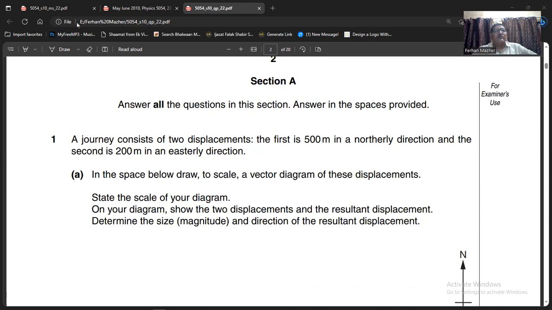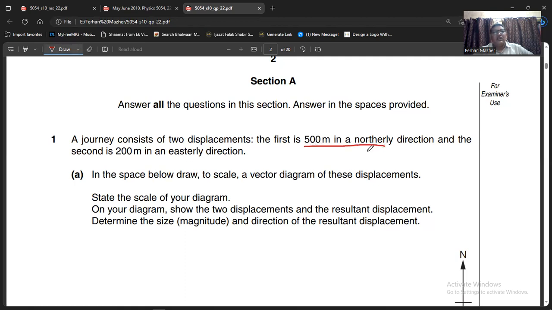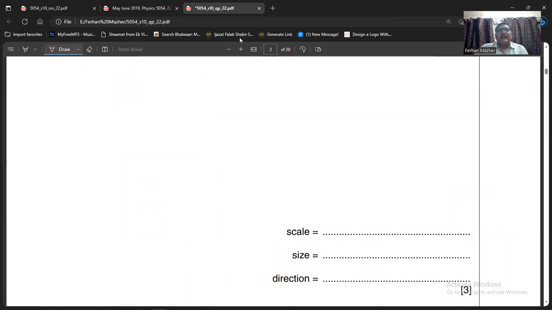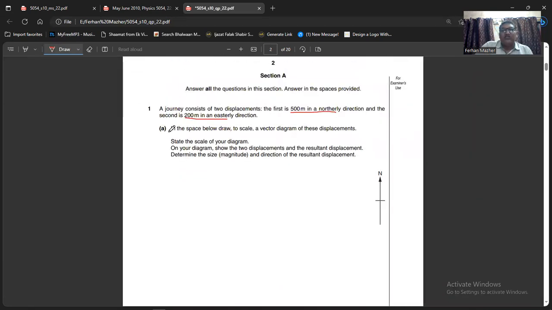So we have two displacements, one of 500 meter in the north direction, and 200 meter in the east direction. So they are mutually perpendicular to each other. So we are going to use the parallelogram law to find the resultant of these two vectors. Here we have the space given, and this is a 3 marks question. First of all, I have to choose a scale.